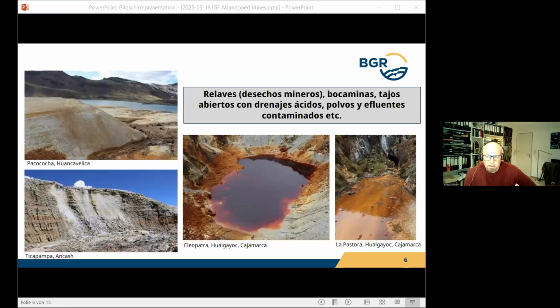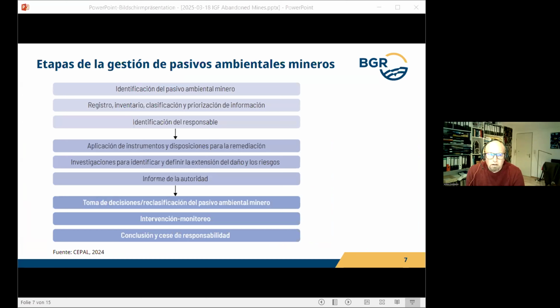On the bottom left, we can see Ticapampa. It is located close to a human settlement. And even though you cannot see it in the picture, that river carries part of the tailings downstream, and that contributes to the contamination of the basin. And here we can also see the contamination of the mine, either leaving the mine, or you can see in the middle picture another example. This can bring heavy metals to superficial or underground water.